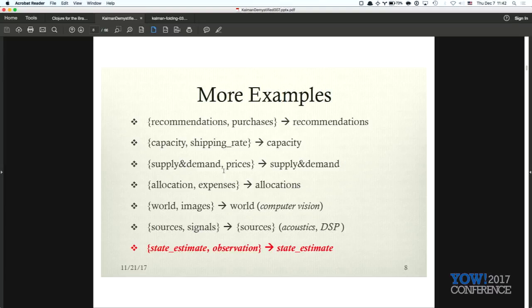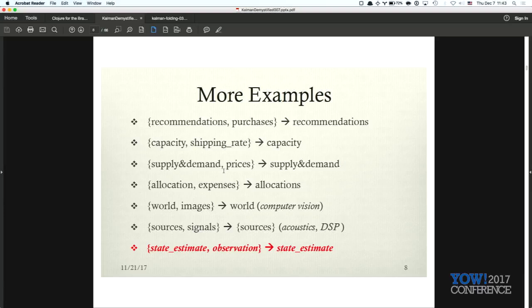More examples from the business world. Economists routinely use Kalman filters. Sometimes they don't call them that. But here's a case where you want recommendations, but you can only observe purchases. If you knew the recommendations, you could predict the purchases. So the hidden state variables are the recommendations that you want to solve for. You start with some a priori recommendations, you observe the purchases, and you get better recommendations.